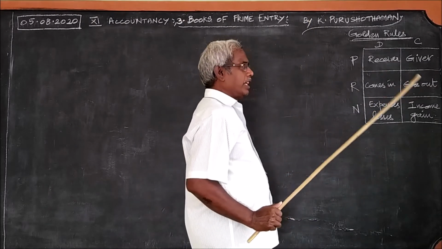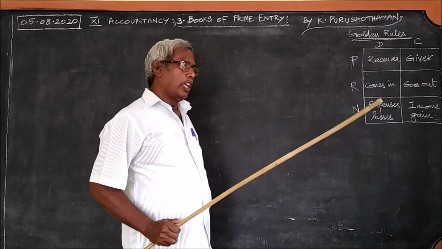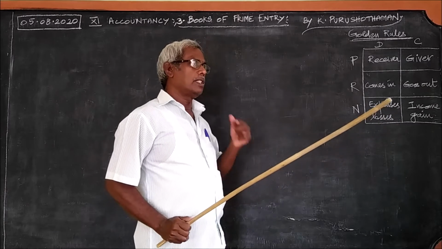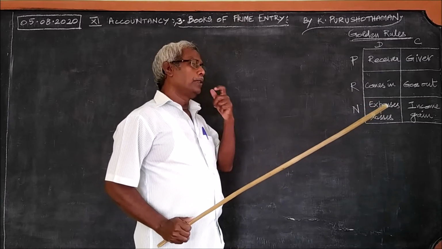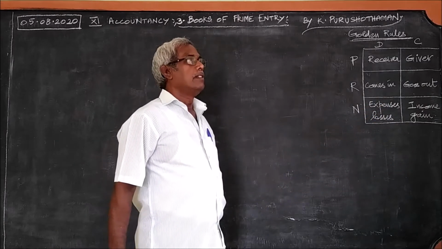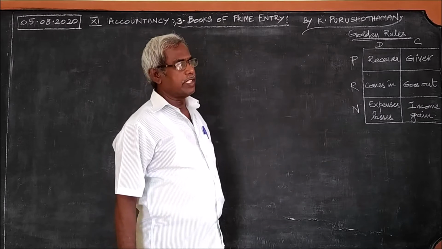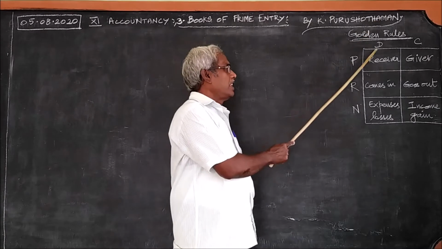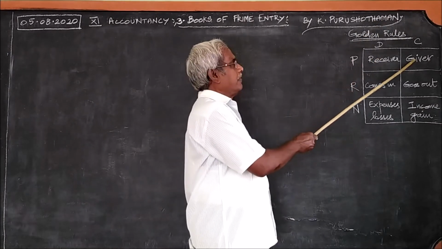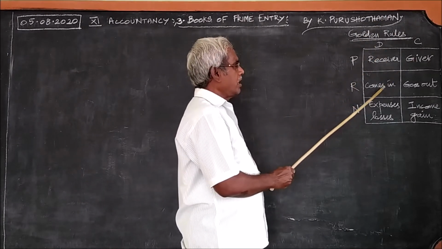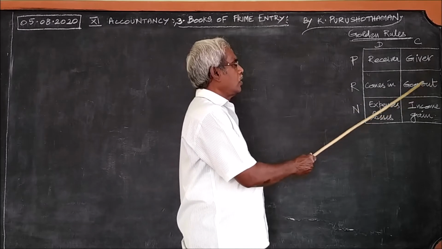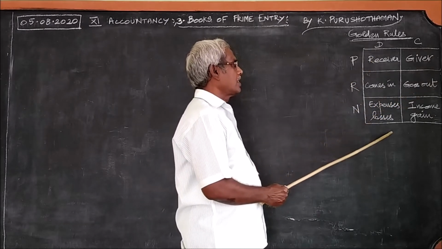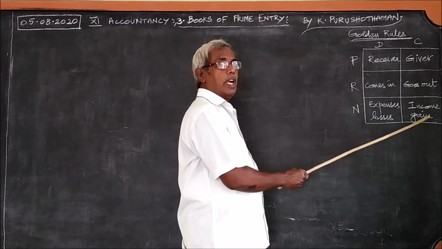I repeat once again, listen. I hope you are all listening to the class. If so, you just repeat when I read these rules. Debit the receiver, credit the giver. Debit what comes in, credit what goes out. Debit all expenses and losses, credit all income and gain.